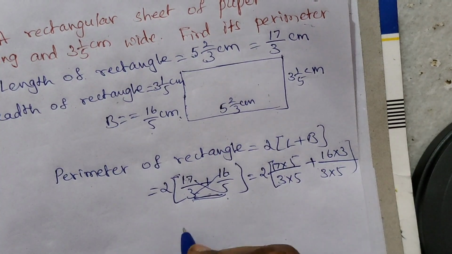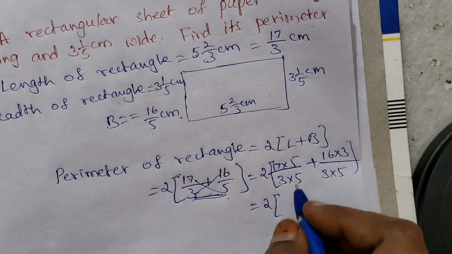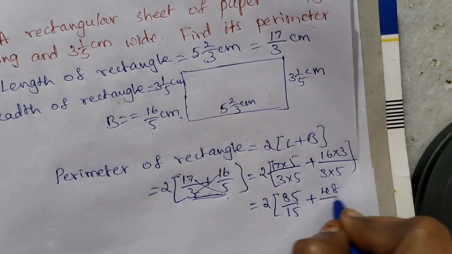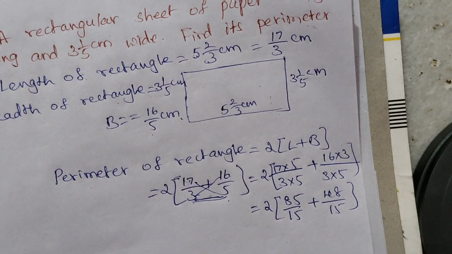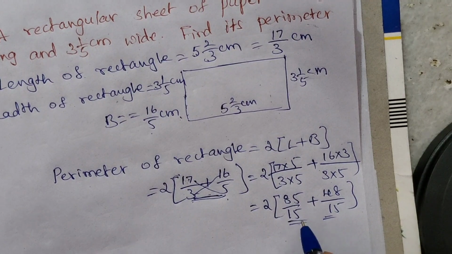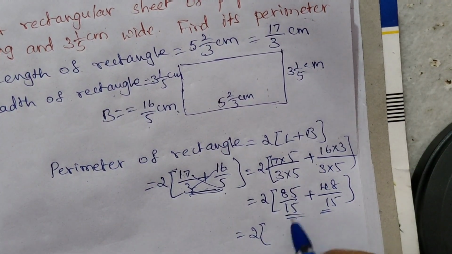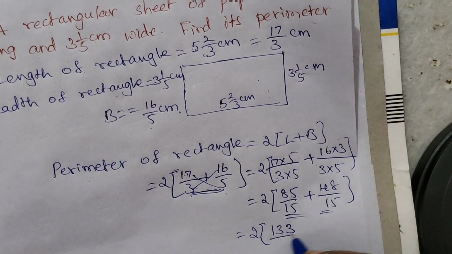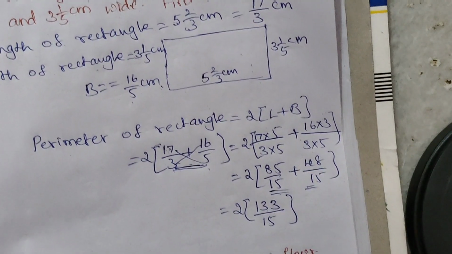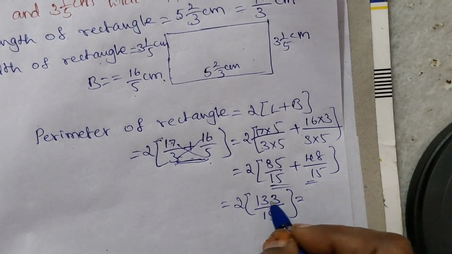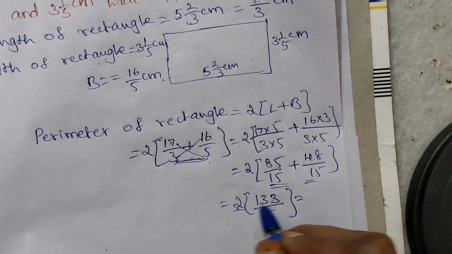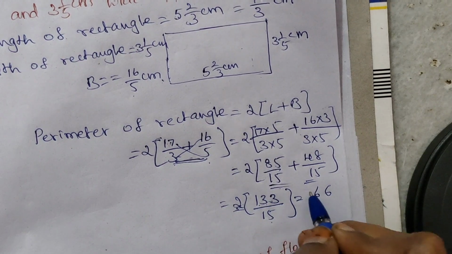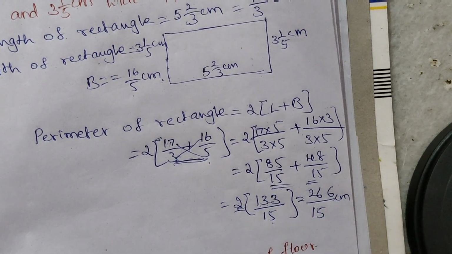Okay. So, this can be written as 17 5s, 85, 3 5s, 15, 16 3s, 48, 3 5s, 15. So now denominators are same. So add the numerators. Here 2, I'll write like that only. 85 plus 48, how much? 8 plus 5, 13, 8 plus 4, 133 by 15. So 2 into 133 by 15. Now multiply these two numerators. Don't multiply with denominator. 2 3s are 6, 2 3s are 6, 2 ones are 2. 266 by 15 centimeters is the perimeter of the rectangle.